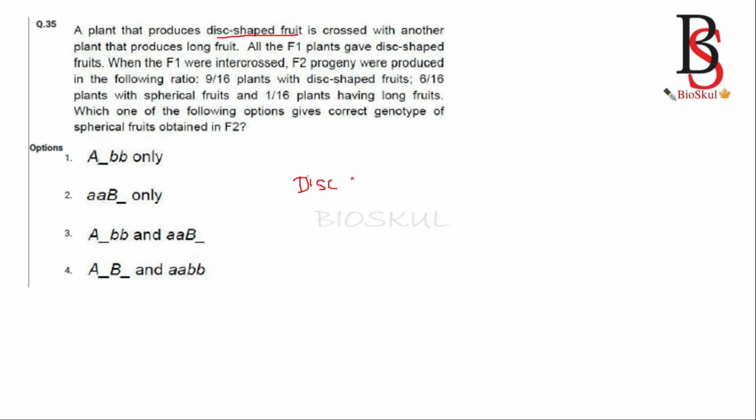It is crossed with another plant that produces the long fruit. All the F1 plants give the disc-shaped fruits. When F1 were intercrossed, F2 progeny were produced in the following ratio: 9 out of 16 plants had disc-shaped fruits, 6 out of 16 plants had spherical fruits, and 1 of 16 plants had long fruits.